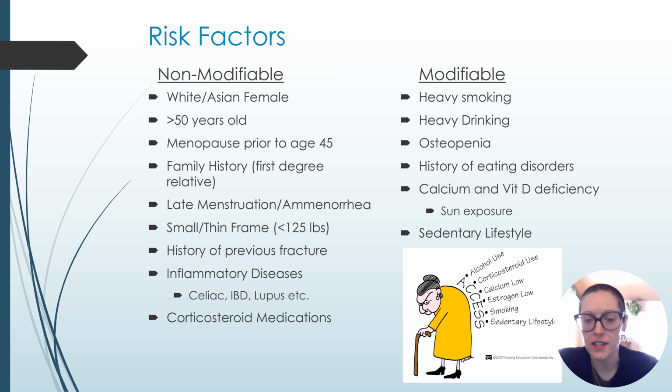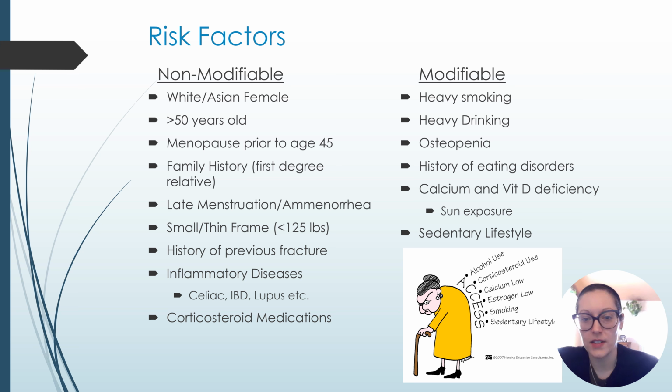Also inflammatory diseases like celiacs, irritable bowel disease, and lupus, as well as corticosteroid medications. I'm not talking about topical steroids for skin conditions. We're talking about oral steroids like prednisone that you may be taking frequently for COPD exacerbations or asthma exacerbations. These can brittle your bones over time and make you more susceptible to osteoporosis.